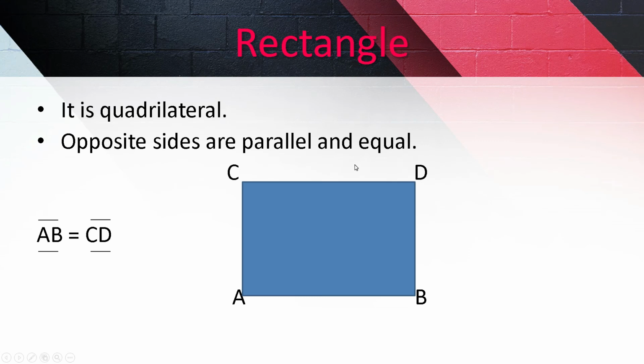If CD is 5 cm, then AB is 5 cm. If AC is 4 cm, then BD is also 4 cm. So we said that opposite sides are equal. So in this case, AB is equal to CD and AC is equal to BD. So rectangle is a quadrilateral, means composed of four line segments, and here opposite sides are equal in measurement and they are also parallel, means the distance between them always remains same.